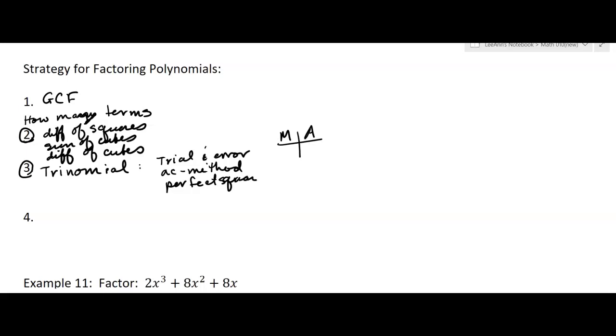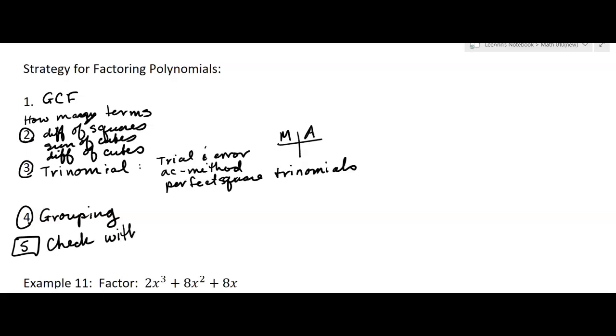Perfect square trinomial. Now, sometimes when the numbers are small, even if it's a perfect square trinomial, you can just do it with trial and error or the AC method. If the numbers are large, like it looks like it's going to be one you don't want to do that with, you might see if it's a perfect square trinomial. Okay. And then if there are 4 terms, it's most likely a grouping thing. And then last, I'm going to add a 5th here. You can always check by multiplying it out. Check with multiplication.